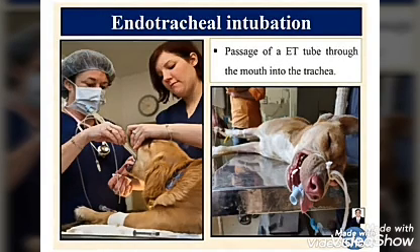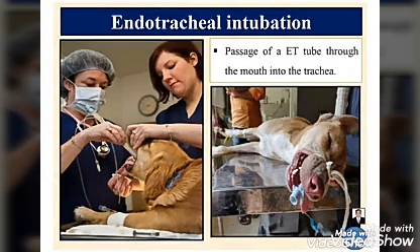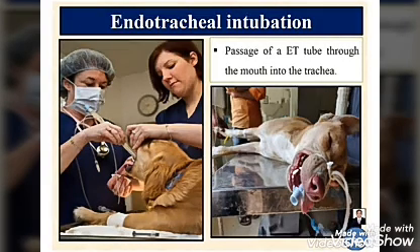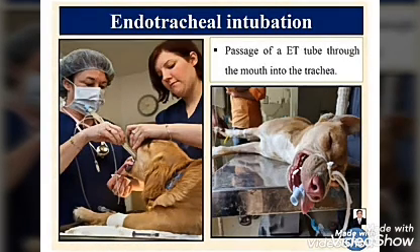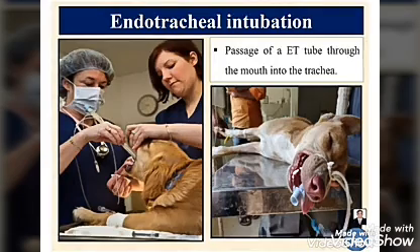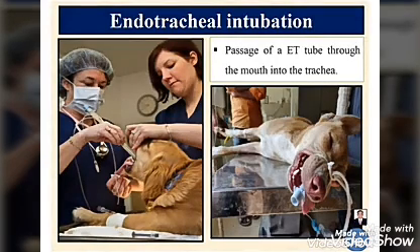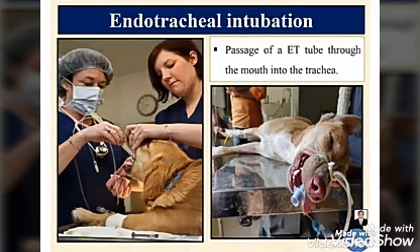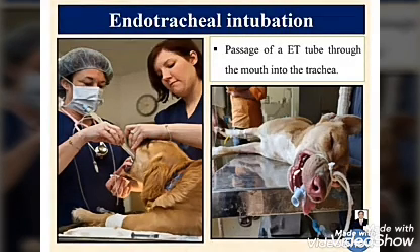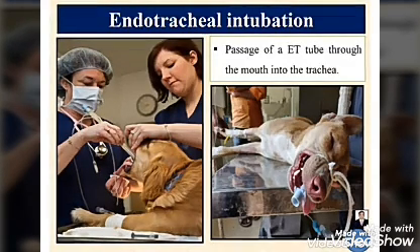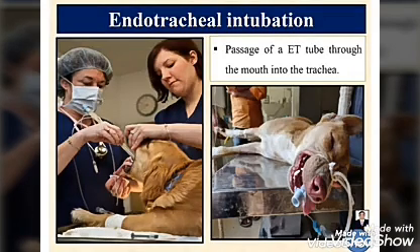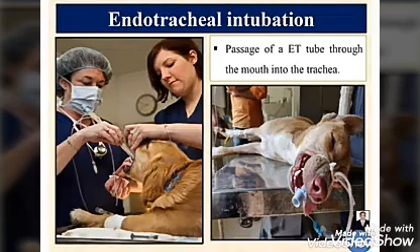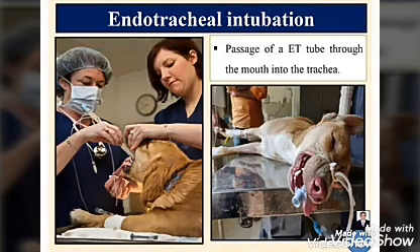So after the desired depth of the anesthesia, the animal is shifted to sternal or lateral recumbency with extended head and neck for endotracheal intubation. Shifting the animal to either sternal or lateral recumbency depends upon the choice of the clinician and the skill developed by the clinician. So both recumbencies are generally preferred, and it totally depends upon the choice and skill of the clinician.